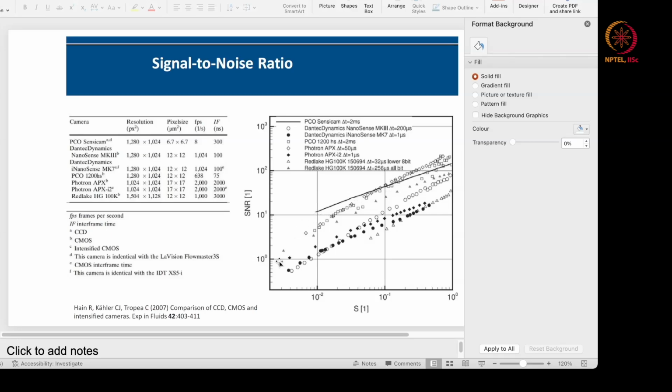Yes, you can see that this is the kind of features you get. The other cameras are all plotted over here: Nantec Dynamics, high nanosense, 100 features. These are all different types of cameras that are all being plotted. Okay, so this is the kind of signal.